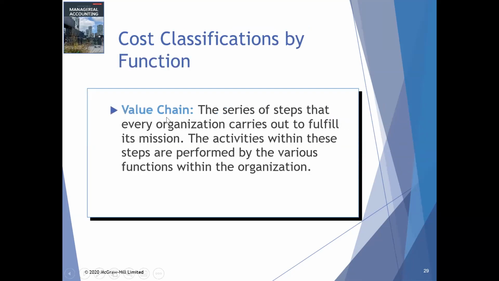Okay, now the value chain. Cost classification by function. The series of steps that every organization carries out to fulfill its mission. There are a number of steps each organization carries out to achieve its objective. Within these steps, in step 1 there will be a number of activities, in step 2 there will be some activities, then 3 and 4, and so on. All these steps and activities are performed by the various functions within the organization. That is known as a value chain.